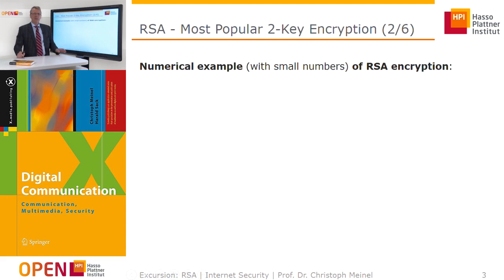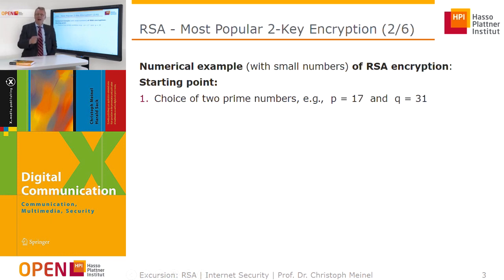Now I want to give a numerical example of an RSA encryption, and of course the method works with huge numbers. Here I can illustrate it only with small numbers. So what is the starting point? The starting point are two prime numbers which are chosen by the sender, and then the two prime numbers are multiplied with each other to get the composite number.